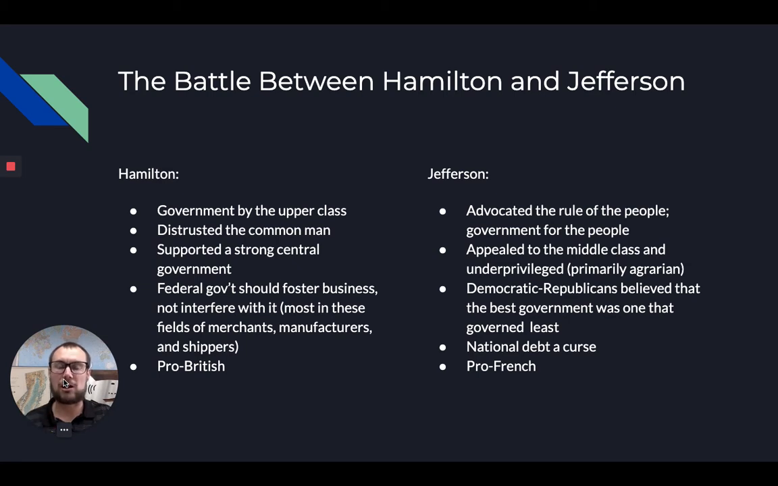as they were agrarian, which was a majority of the United States at this time. Okay, and with this, let's just review. Hamilton came up with this plan. Okay, it was a financial plan, 5 things.